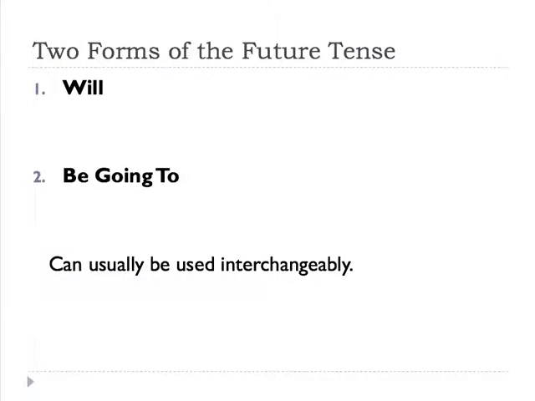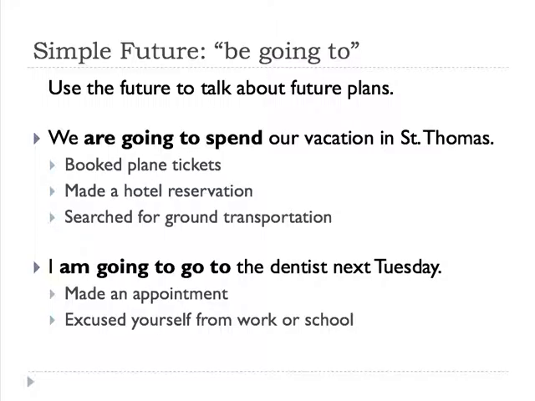There are two ways that we can form the future tense in English. One is using the word will, and one is using be going to. These two forms of the future tense can usually be used interchangeably, which means that they basically mean the same thing. So let's start with be going to.